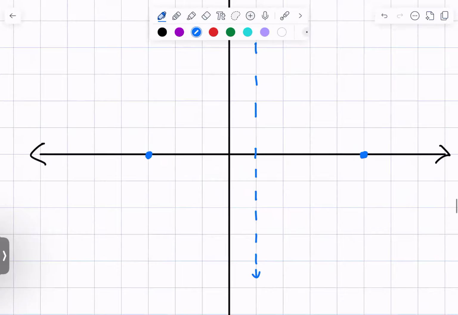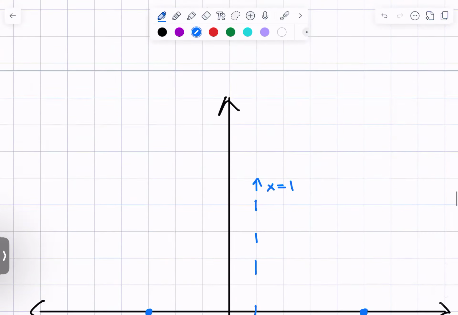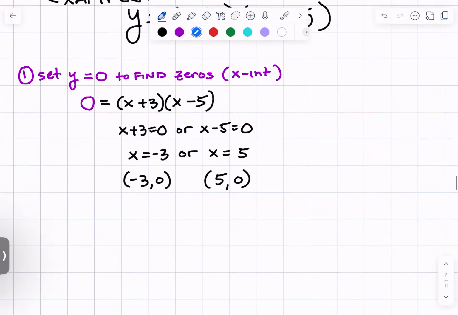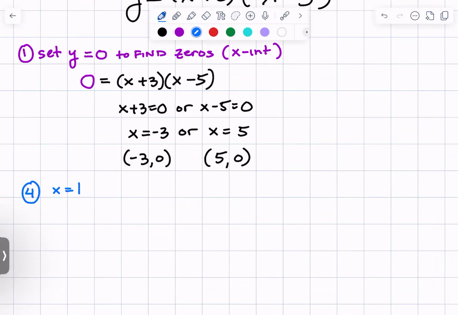Okay? So I got that, right? At x equals 1. I'm going to take my axis of symmetry to figure out my vertex. Okay, so step 4 in your steps, I'm going to plug in the axis of symmetry, x equals 1. So I'm going to get f of 1 equals 1 plus 3 times 1 minus 5.